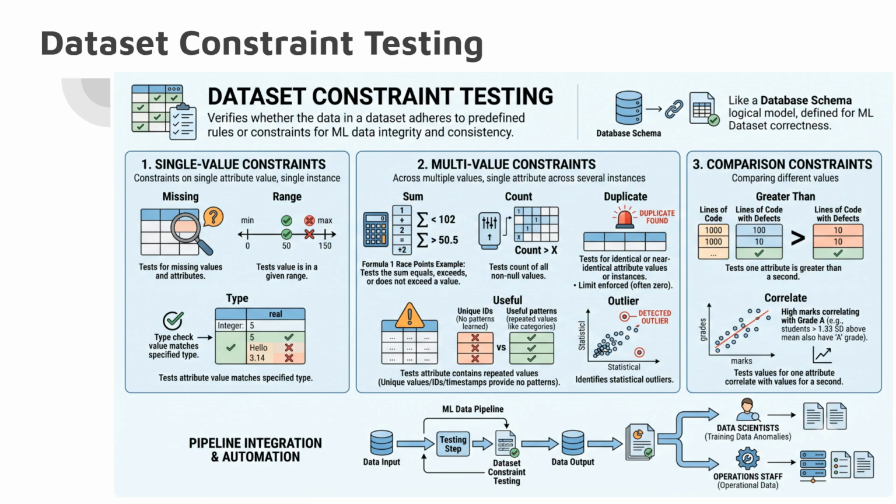There are several ways of categorizing dataset constraints. A constraint can be applied to a single value for an attribute, which is found in a single instance, a single value constraint.